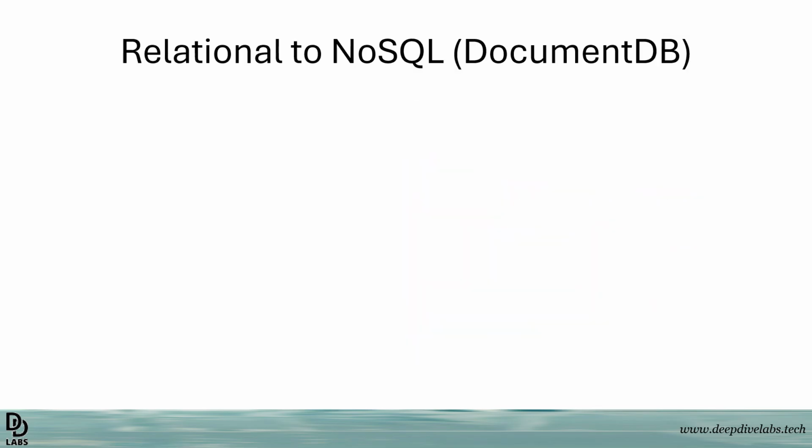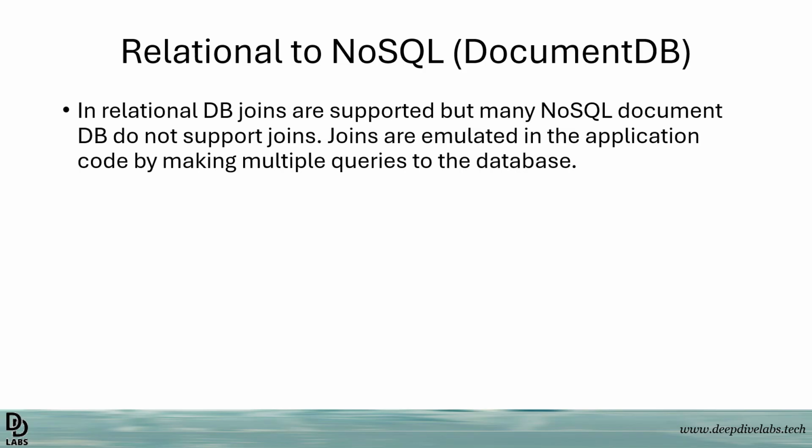Now let's look at some of the challenges that are brought about by creating your data model in the NoSQL database. One of the key things is that in RDBMS, joins are supported inherently, but a lot of NoSQL document databases do not support joins. If joins are not supported, then the only way to emulate a join is in the application code, not on the database side, by making multiple queries to the database.